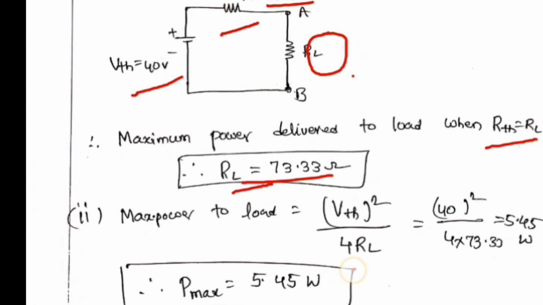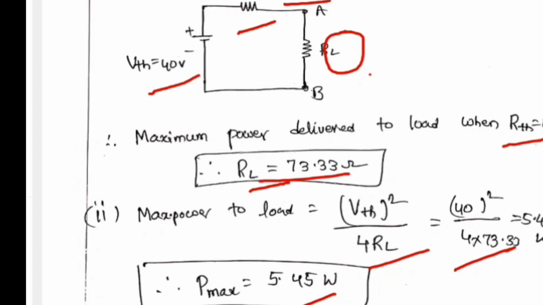How do we calculate the maximum power transferred to the load? We already have the equation: V Thevenin square by 4RL. Substituting all the values, we get the maximum power as 5.45 watts.